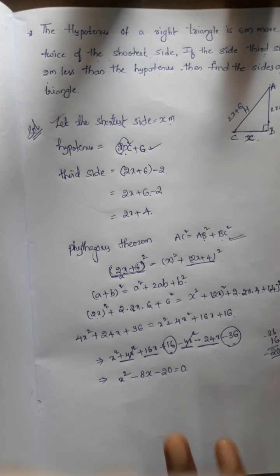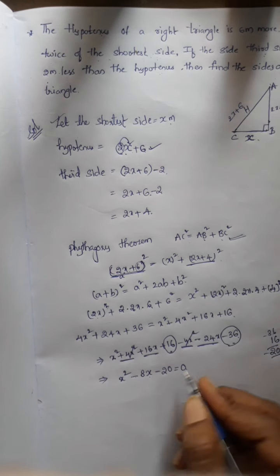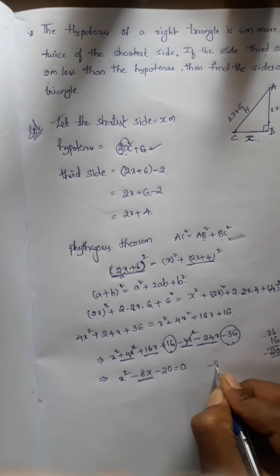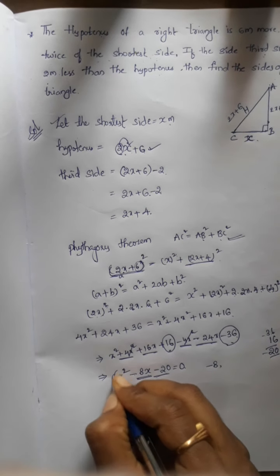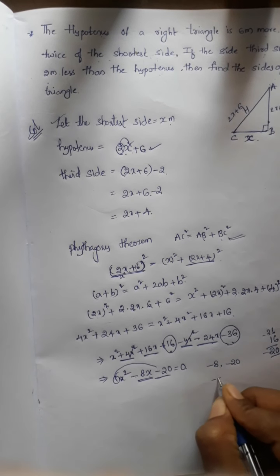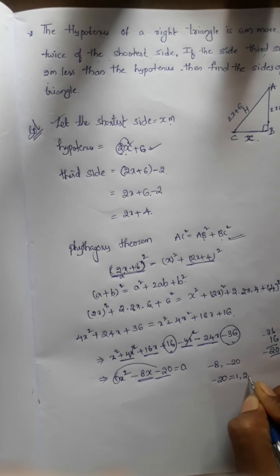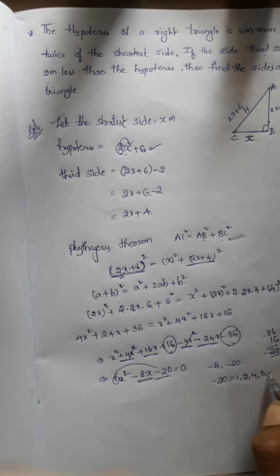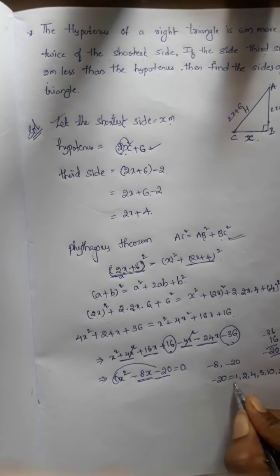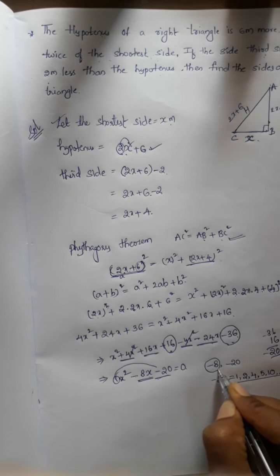If you observe, this is in the form of a quadratic equation, right? We can solve this by the splitting method. In the middle we need to get minus 8, and the product should be what? Minus 20. First, as we know, we will take the factors of 20, right? What are the factors of 20? 1, 2, 4, 5, again 10 and 20, right?